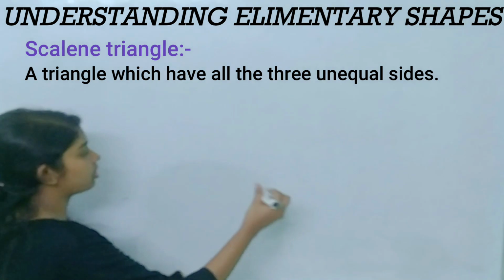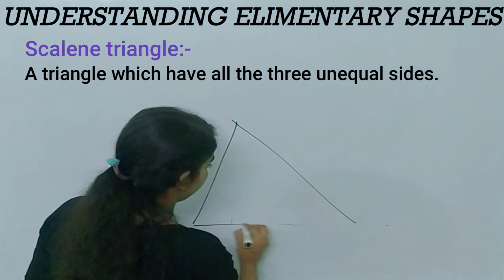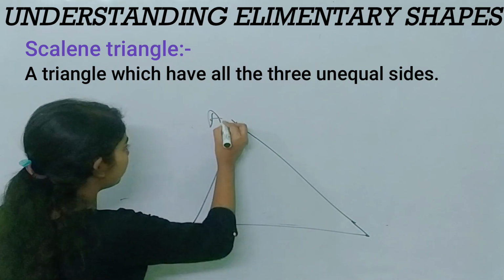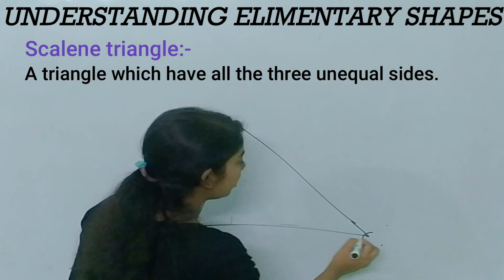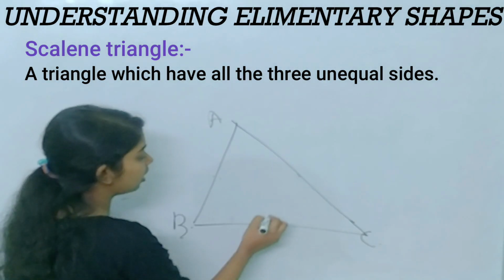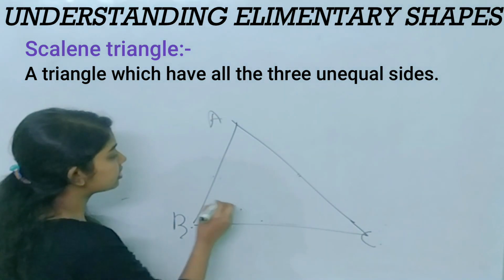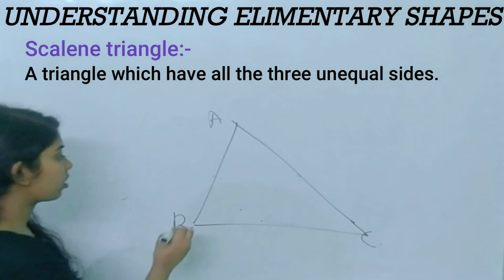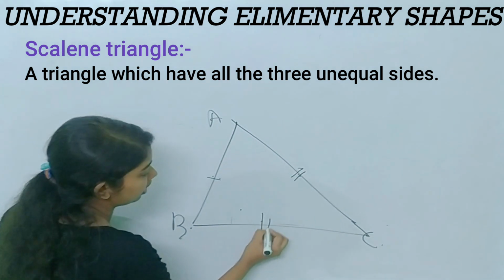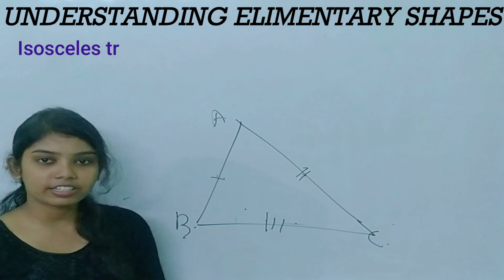Suppose here a triangle ABC is given. If all the three sides are unequal, अगर तीनों sides unequal होंगे और कोई भी एक दूसरे से मैच नहीं करेंगे तो उसे हम scalene triangle कहेंगे. ठीक है? Like this. Okay? Now we will go for the isosceles triangle.